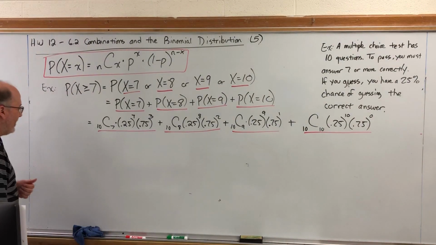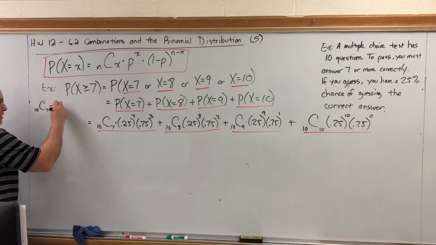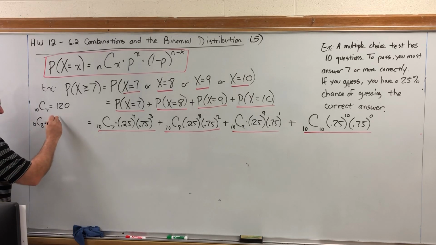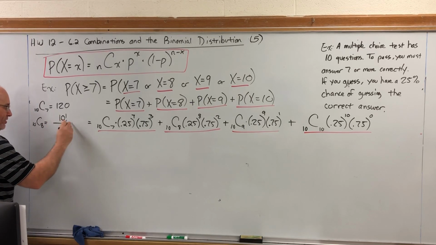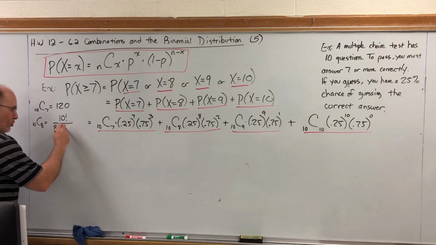But let's go back to the formula. We already calculated that 10C7 was 120. So how would we do 10C8? Well, the formula for combination says first number factorial on top, second number factorial on the bottom, difference factorial on the bottom.